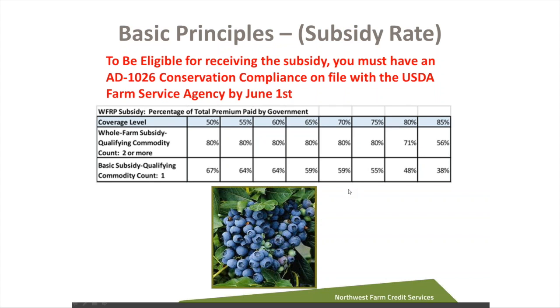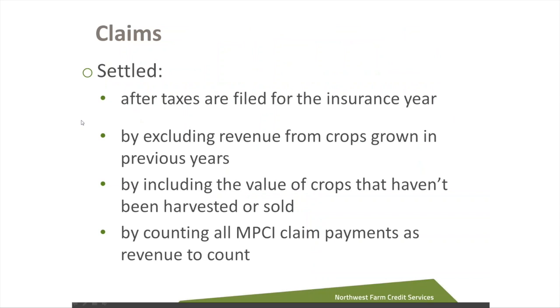One thing they did with the 2014 Farm Bill was that they tied or linked a conservation compliance to your subsidy. It doesn't mean that you can't get crop insurance if you're not in compliance; you can still do that. You're just not going to receive any subsidy. But you must have this AD 1026 on file with the Farm Service Agency by June 1st prior to signing up for this coverage. So if you're looking at this coverage in 2017, you would have to have this on file by June 1st. So I highly encourage you to check with your Farm Service Agency to make sure that you've filed your AD 1026.